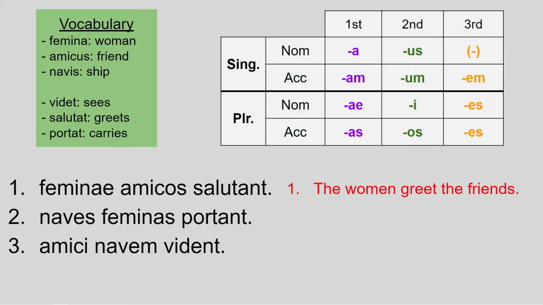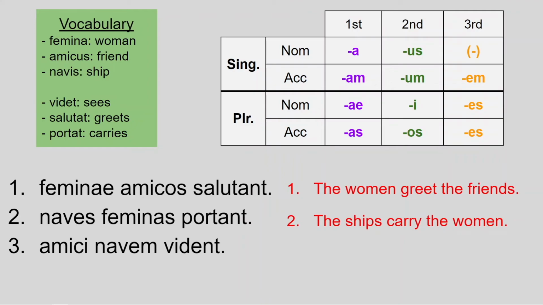Number 2 has naves, which could either be nominative or accusative plural for the third declension. It also has feminas, which has to be accusative plural. It matches my first declension accusative ending. I can safely assume then, because there's no and word in this sentence, that naves is my nominative. So this sentence means the ships carry the women.